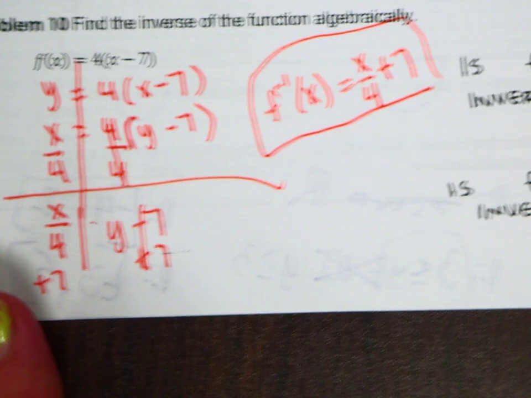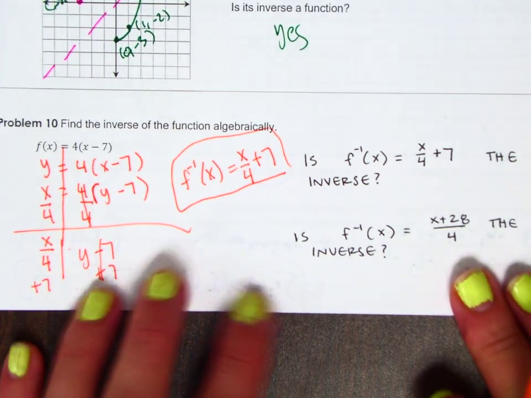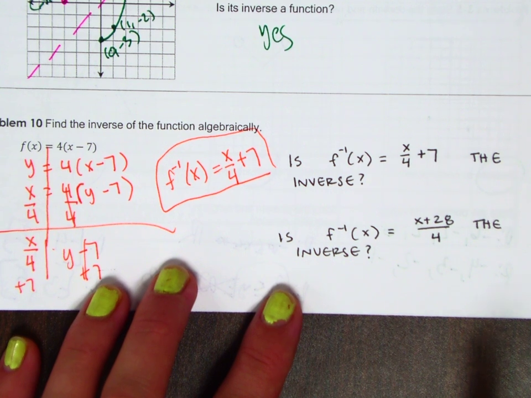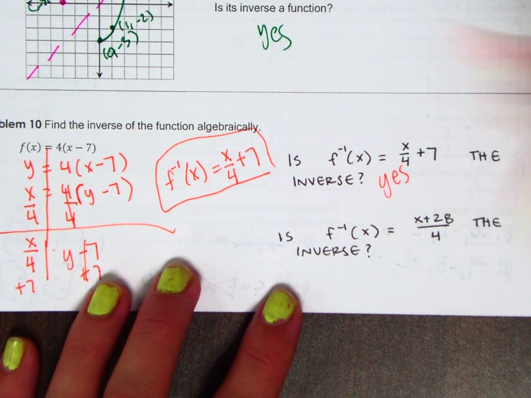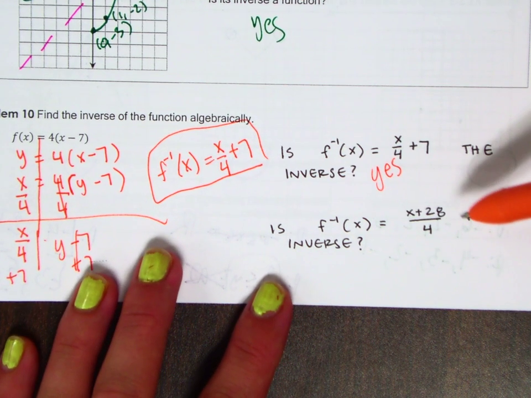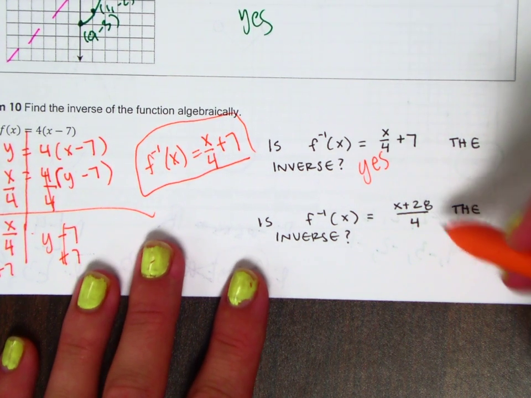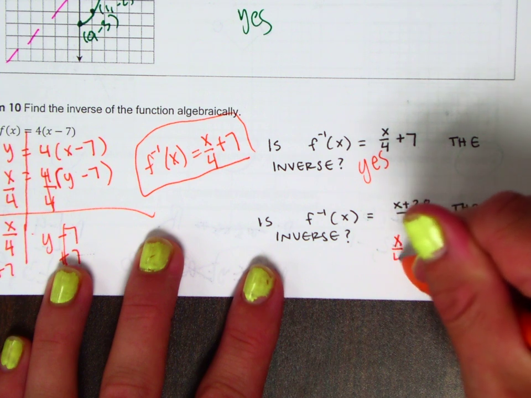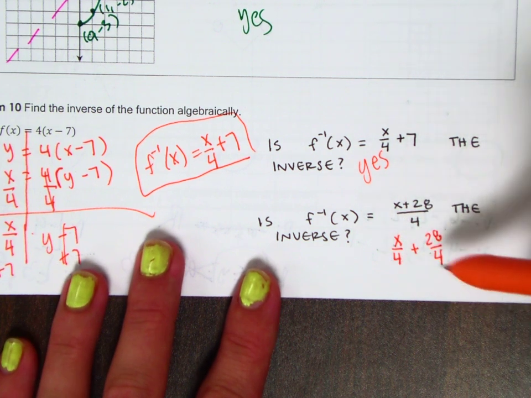Now on your test, it is going to be multiple choice. And so you do have to be kind of mindful of how the multiple choice answers are written. It says, is x over 4 plus 7 the inverse? Your answer here is going to be yes. That's how we found it. But over here, x plus 28 over 4. So you have to know that when you have a big fraction like this, it's the same thing as written as x over 4 plus 28 over 4. You can split your fraction up.